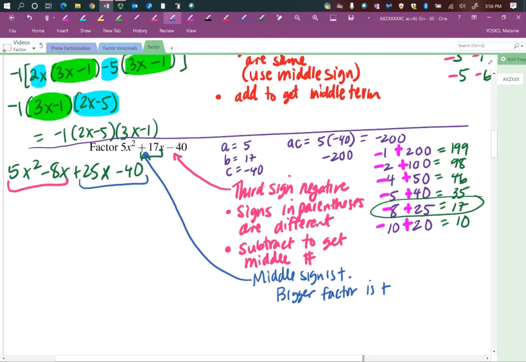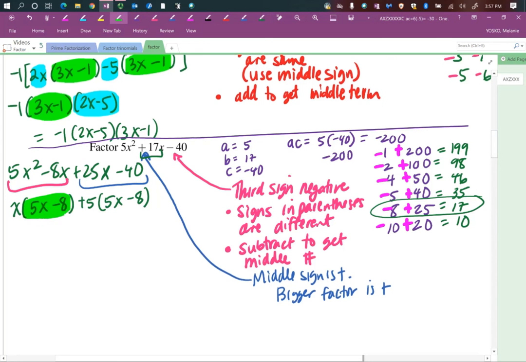We factor by grouping. We group the first two together and we group the second two together. What do the first two terms have in common? Well, we have 5x squared minus 8x. The greatest common factor is an x. X times what is 5x squared? 5x. X times what is negative 8x? So negative 8. Then we look at the back two. 25x minus 40. The greatest common factor of those is a positive 5. 5 times 5x is 25x, and 5 times negative 8 is negative 40.